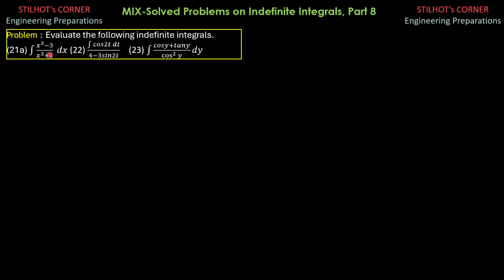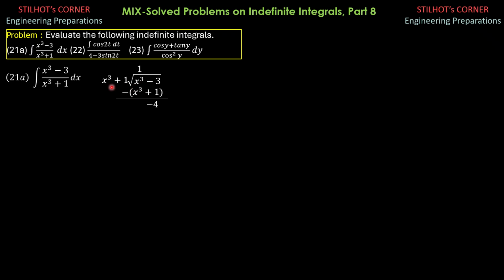Since this is a fraction and the degree of the binomial in the numerator is equal to the degree of the binomial in the denominator, we perform long division first. So x cubed minus 3 over x cubed plus 1 dx. We perform long division, and this is the result: x cubed minus 3 divided by x cubed plus 1.